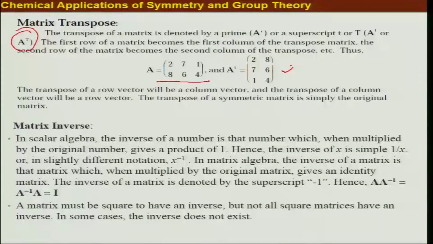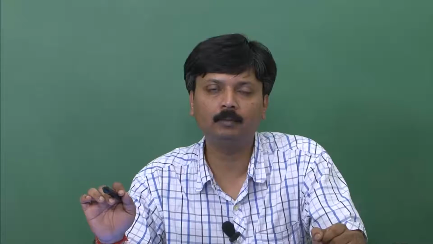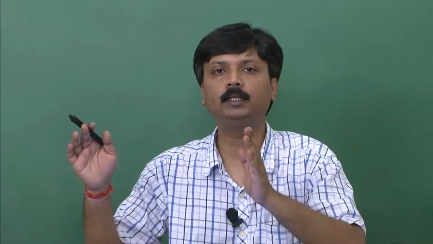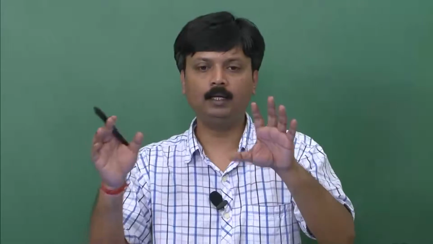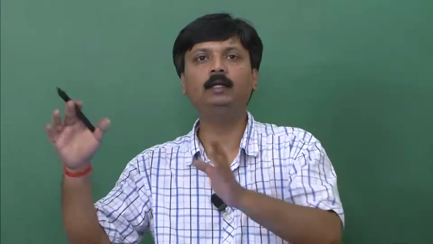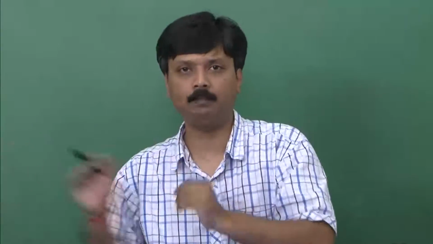Okay. So, x inverse, we are familiar with that already. Now, in matrix algebra, the inverse of a matrix is that matrix which when multiplied by the original matrix gives an identity. So, the notion remains the same. In case of matrix algebra, if I need to find the inverse matrix, it will be such that if I multiply the original matrix with its inverse, I will get the identity matrix.